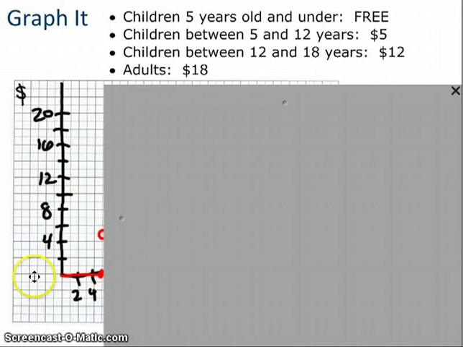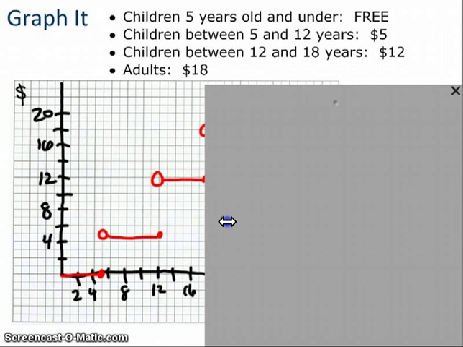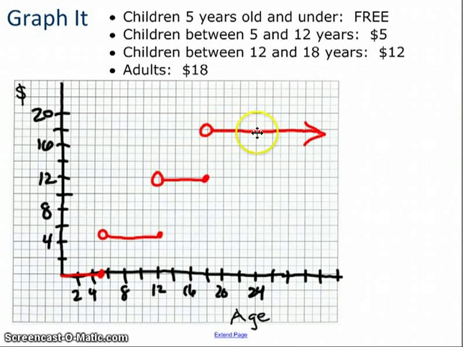If I graphed this one, the price for somebody who was 5 years old or younger is free, as it shows. But then there's a jump in the price to the next level, and that next level continues until you're 12 years old. And then there's another jump here, and that price continues until you're 18 years old. And then there's one last jump here that continues from then on. Adults pay this $18 price.